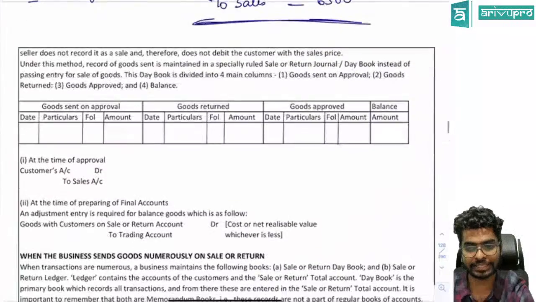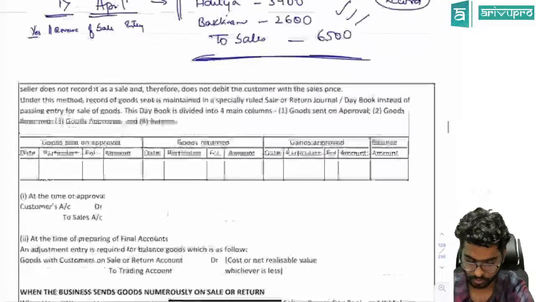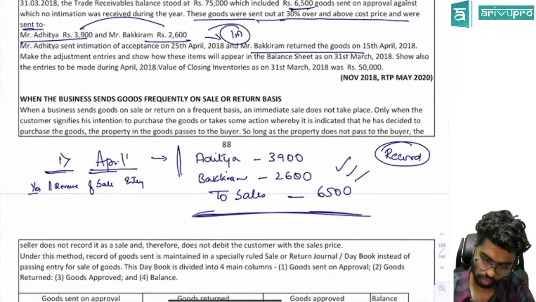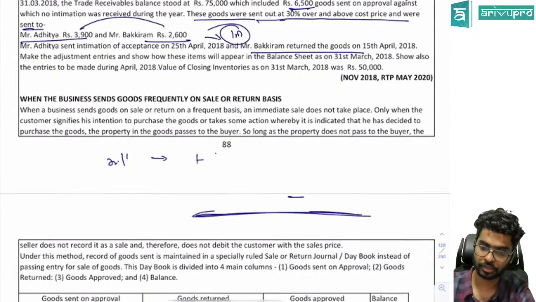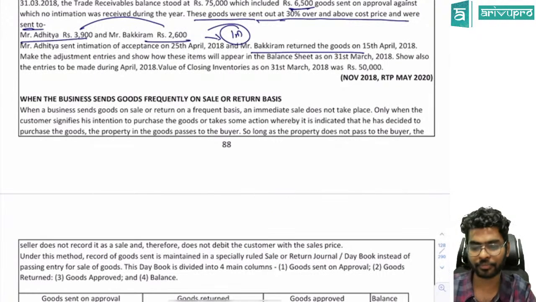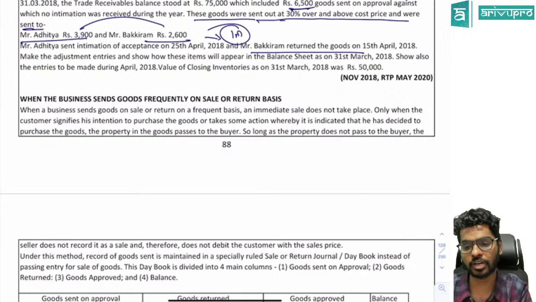Guys, are you clear? Easy? Guys, is it easy? Guys, this was an 8-mark question. So conceptually, if you have understood it, it's awesome.